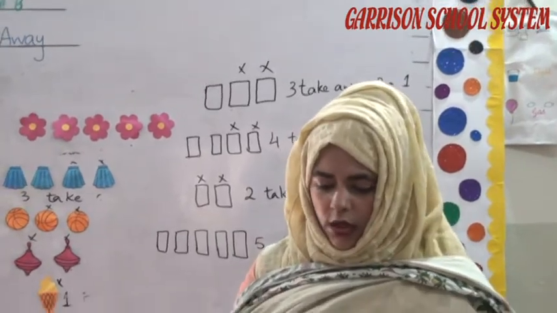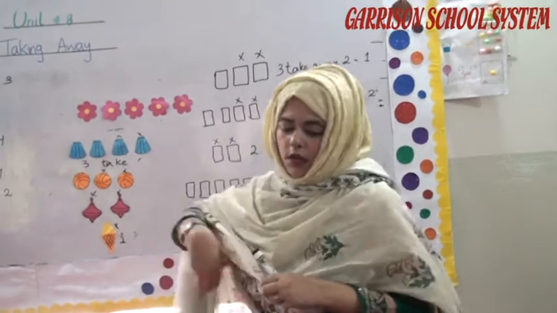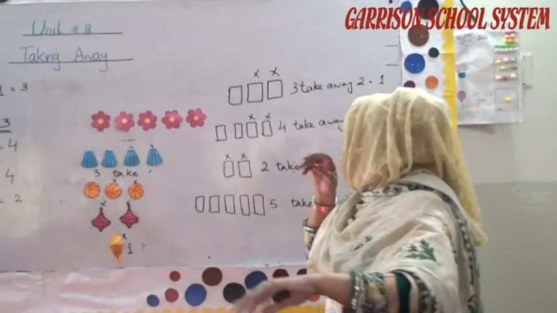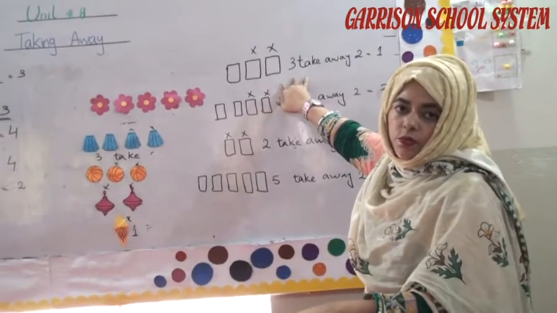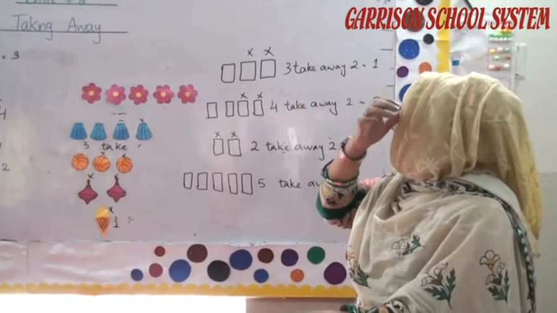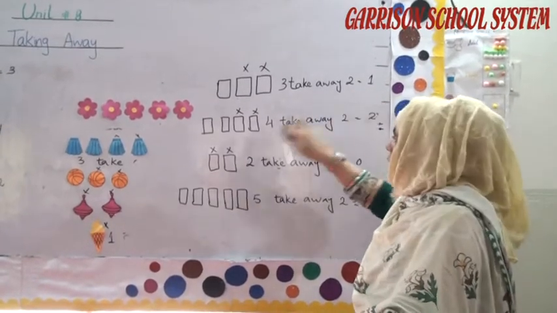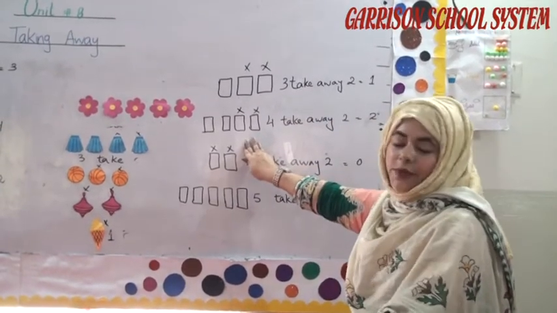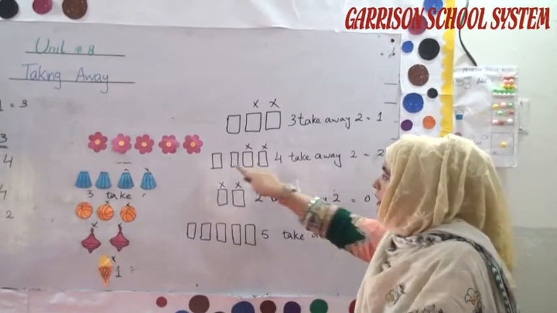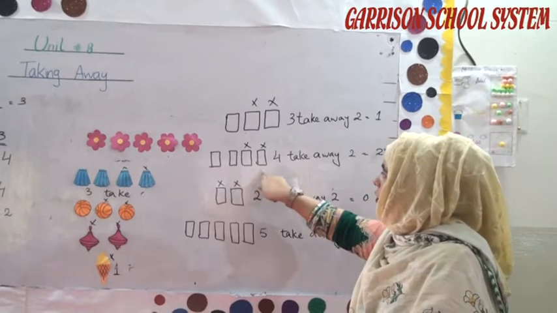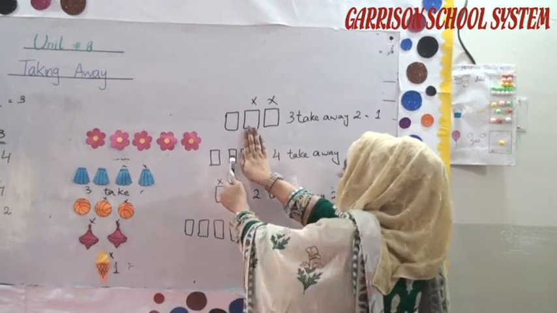Now moving on to your next. If we have 3 classes and we take away 2, then how much will we be left with? We will be left with 1. We have 4 classes, and if we take away 2, my dear students, we will be left with 2. For example, 1, 2, 3, 4. We take away 2, then how much will be left? You will be left with 1 and 2.